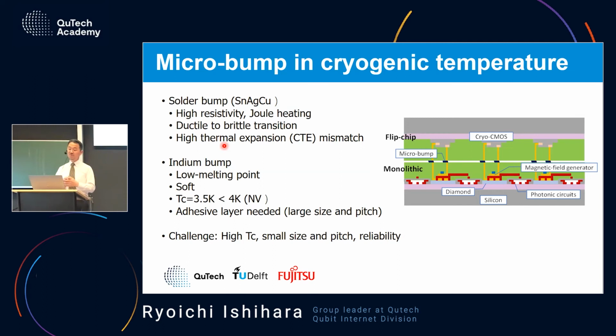So all of these create unreliable microbumps in cryogenic conditions. Indium is instead a good material for cryogenic use because it is a soft material, even at cryogenic temperature. It becomes a superconductor at 3.5K. This is a bit lower than the critical temperature, the operation temperature of the NV center.